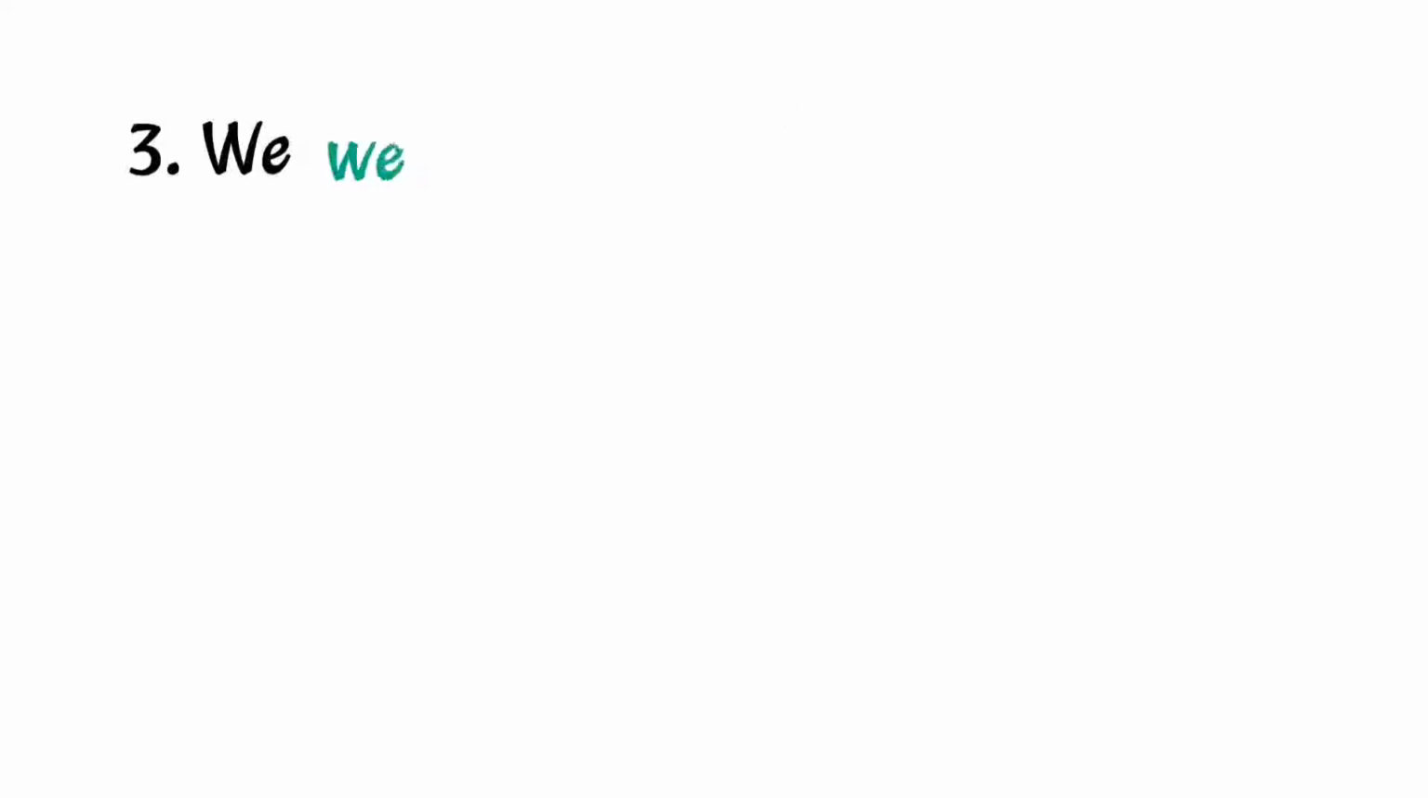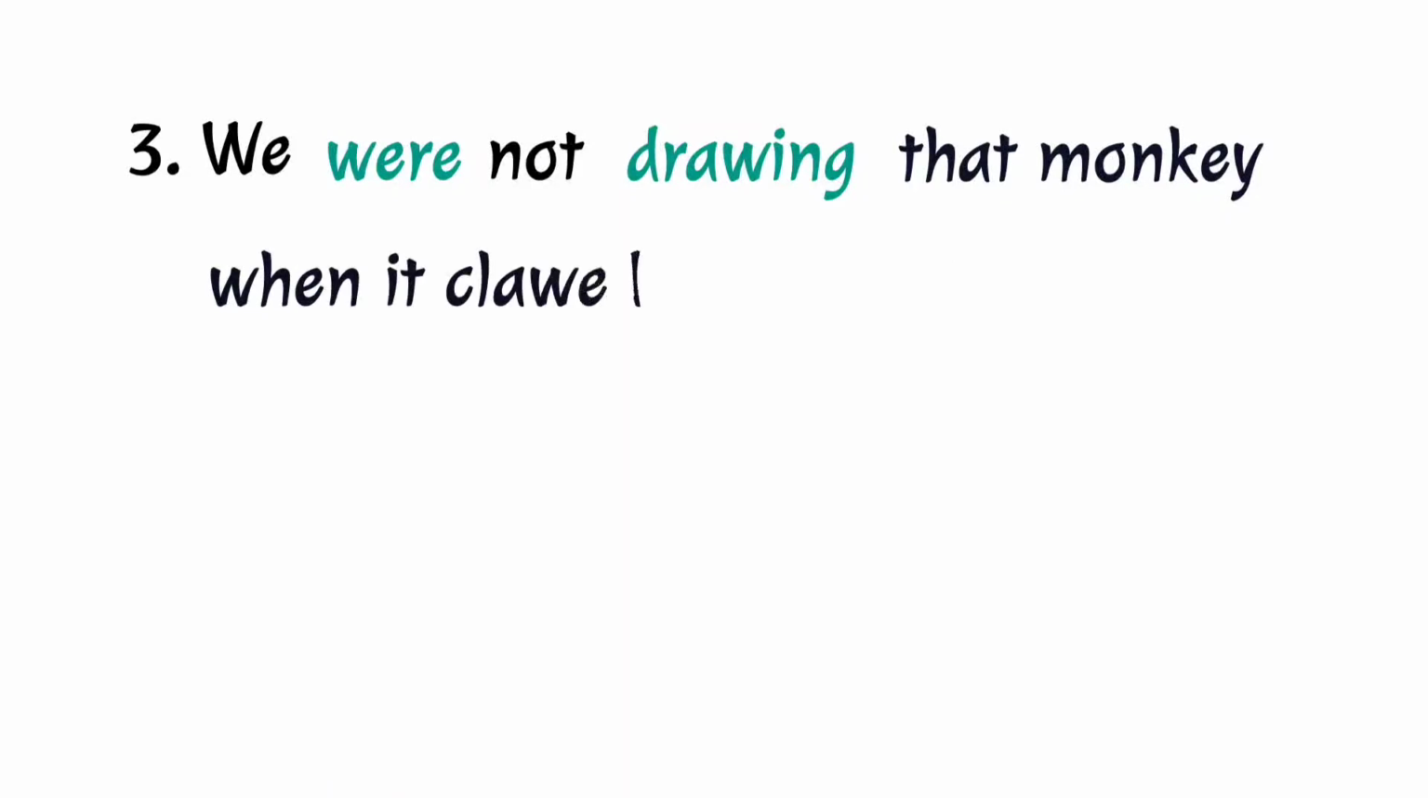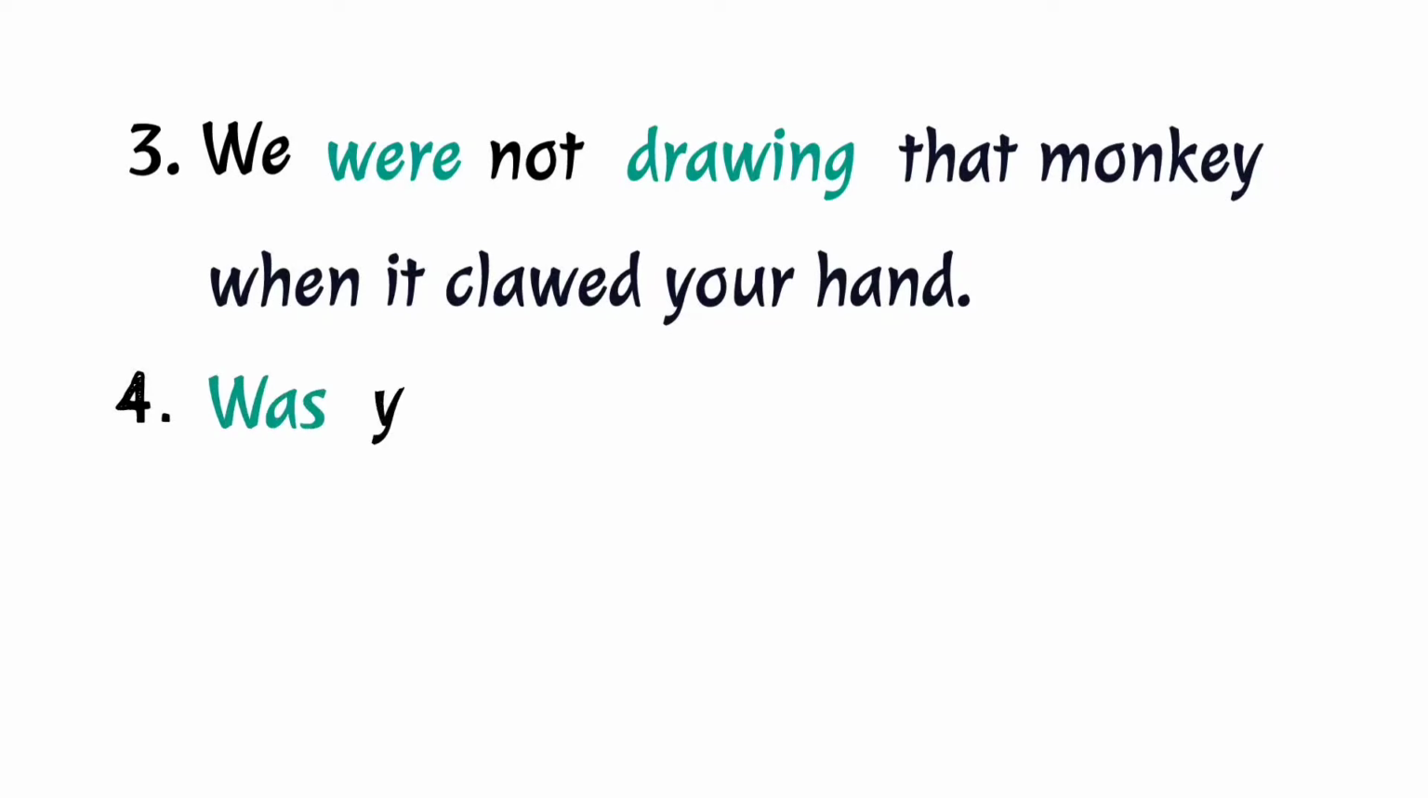Number 3, we have we were not drawing. Well, you can see here that there is not. It means that the sentence is negative. So showing something ongoing in the past but in the negative form. We were not drawing that monkey. So the verb past continuous is were drawing. We were not drawing that monkey when it clawed your hand. Clawed is in past tense. And at the same time, we were not drawing. So the process of drawing was negative.